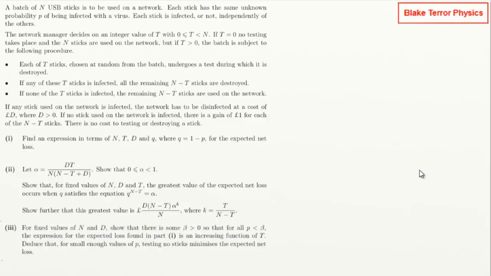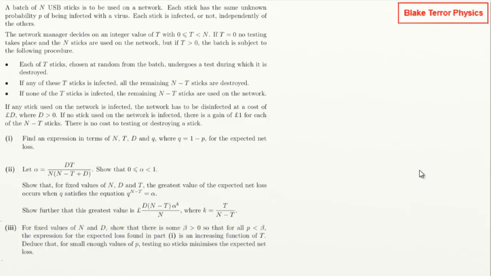Hello, this is question 11 from the 2022 Step 2 paper. So we're on to the probability and stats section, the last two questions. We've got a batch of N USB sticks used on a network. Each stick has the same unknown probability P of being infected with a virus. Each stick is infected or not independently of the others.